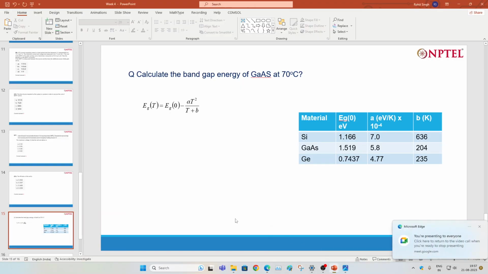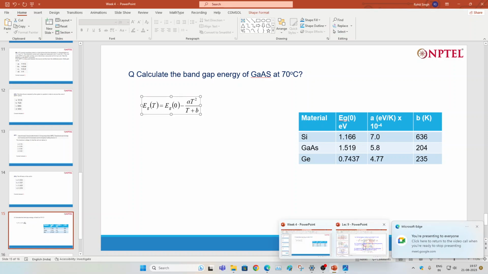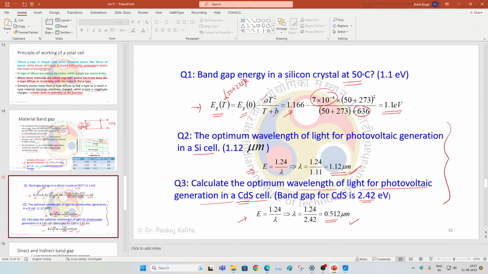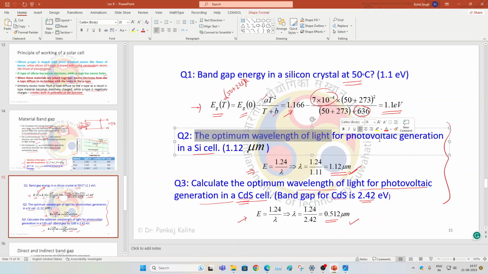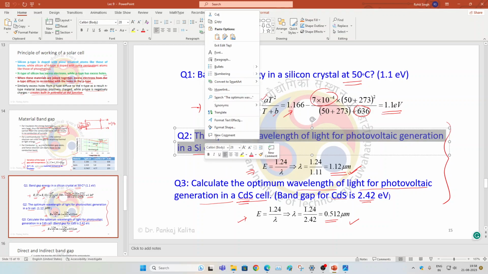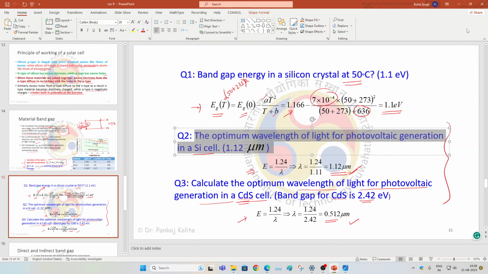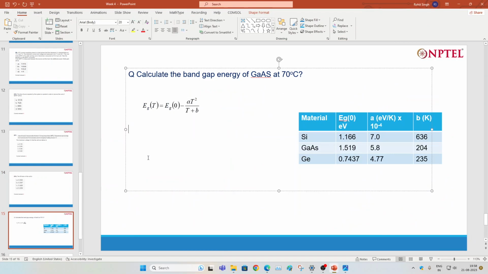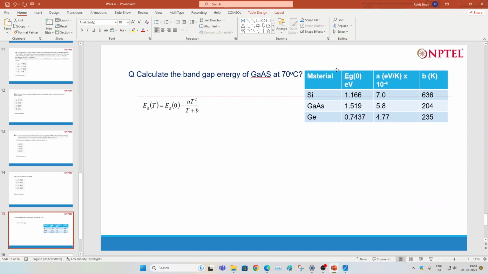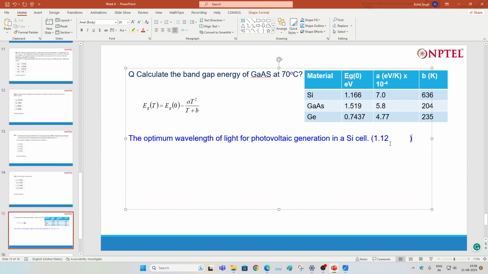So next question. Let's solve our next question. Are you guys ready? Let's see what is the next question. The optimum wavelength of the light for photovoltaic generation in the silicon cell is this. Okay, this is a pretty straightforward question, but still I will show it to you guys here. Let's move it here. So the optimum wavelength. This is in micrometer. Okay, this is micrometer.